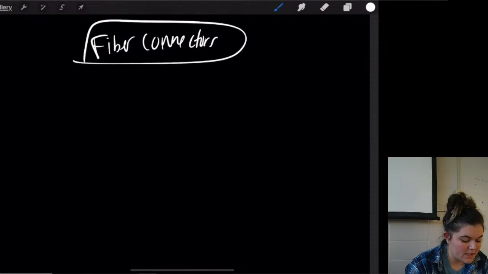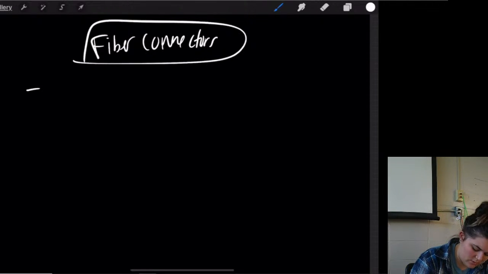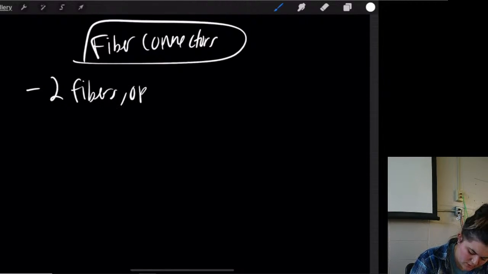So the ideal interconnection of one fiber to another is an interconnection that has two fibers that are optically and physically identical.